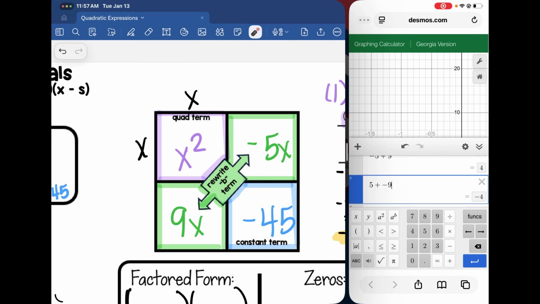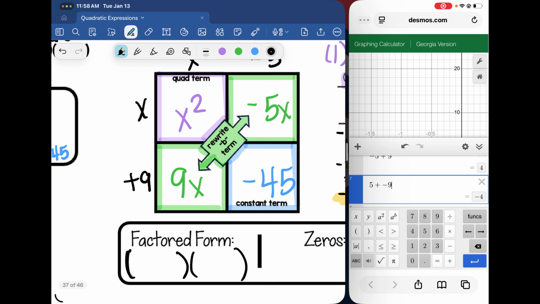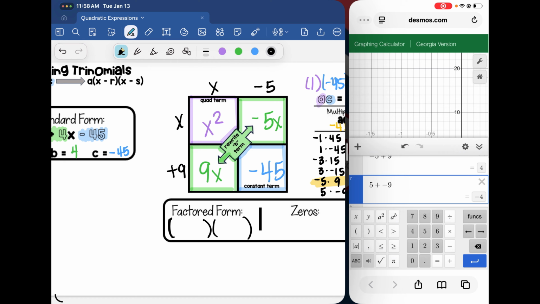Well, if I multiply an x to an x, I get x squared. Well, what can I multiply to x to get a -5x? Hopefully you said a -5. And for this box, what can I multiply to x to get a positive 9? Hopefully you said a +9. We have written it in factored form. So one of my factors that's going across the top is x minus 5. And the other factor that's going down the side is x plus 9.